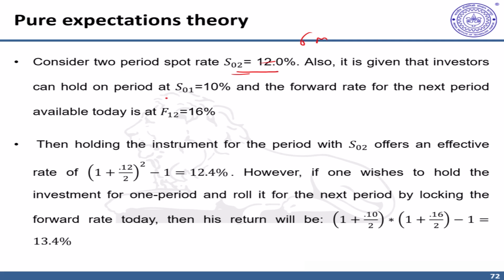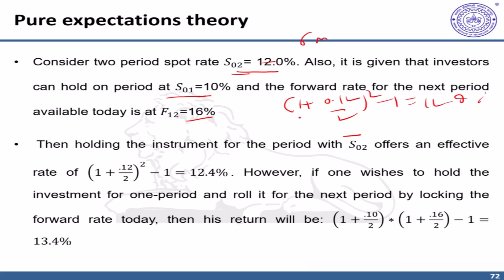Now, suppose the one period interest rate is 10%. So assume them to be 6 monthly rates. And the forward rate for 6 month to 12 month is 16%, which is committed today. Suppose I invest in S02 for 1 year, then I am entitled to an effective rate for 12 months, which is 12.4%.